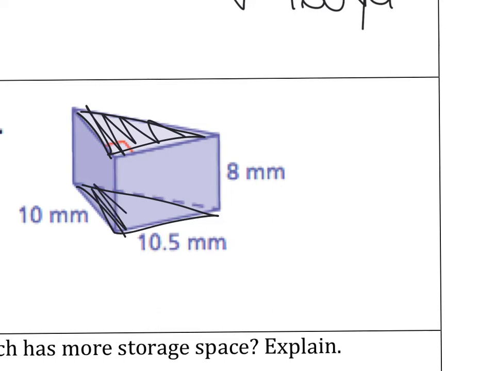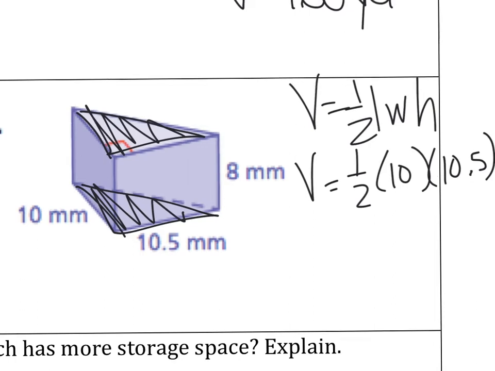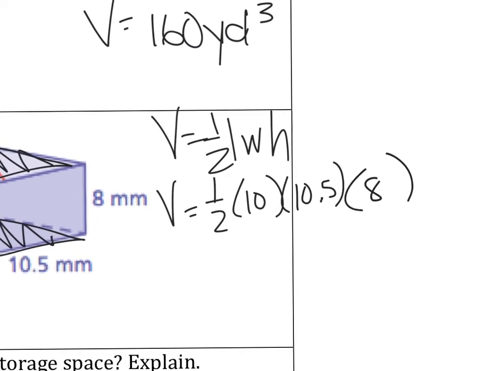Okay, number 9, again I have a triangle as my top and my bottom. You see it down there at the bottom. So it's 1/2 LWH. So this is 1/2 times 10 times 10.5 times 8. So 1/2 times 10 times 10.5 times 8 is 420 millimeters cubed.